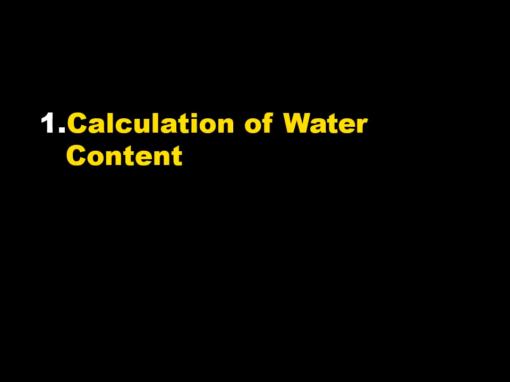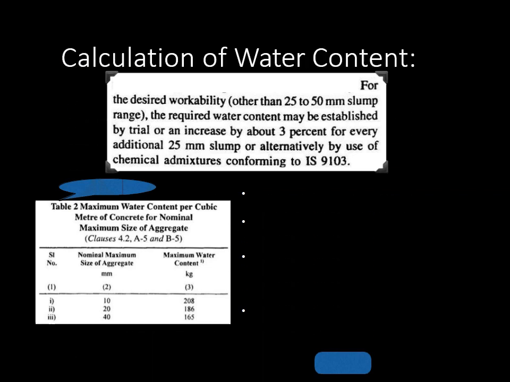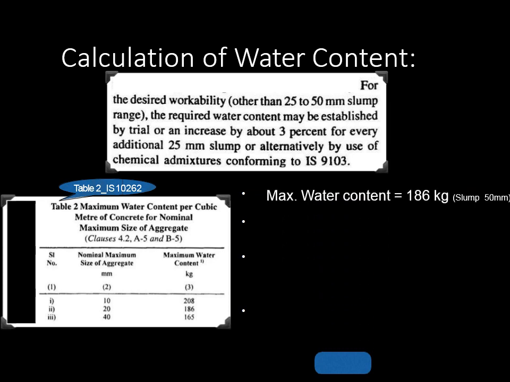Now we are going to talk about the calculation of the water content. This also has been defined in Table 2 of IS 10262. Maximum water content is 186 kg if you want a slump of 50 mm. Add 3% extra water for every extra 25 mm of slump. If you want more slump, you have to increase the water by 3% accordingly.